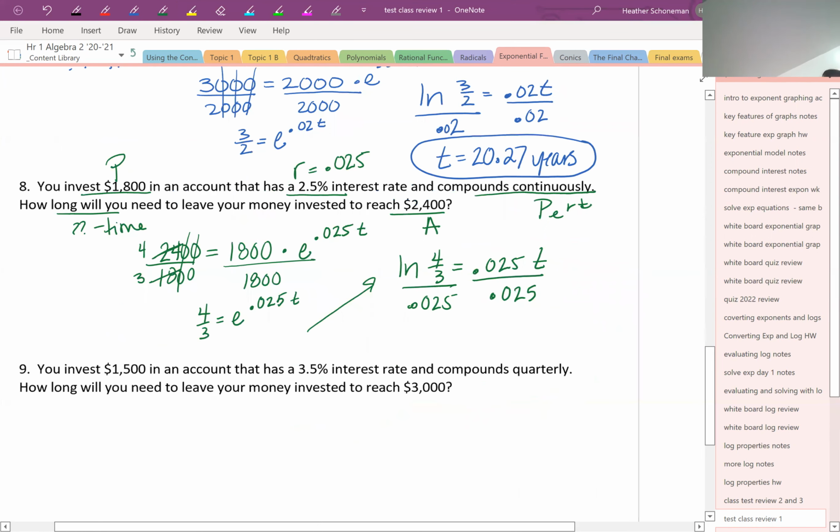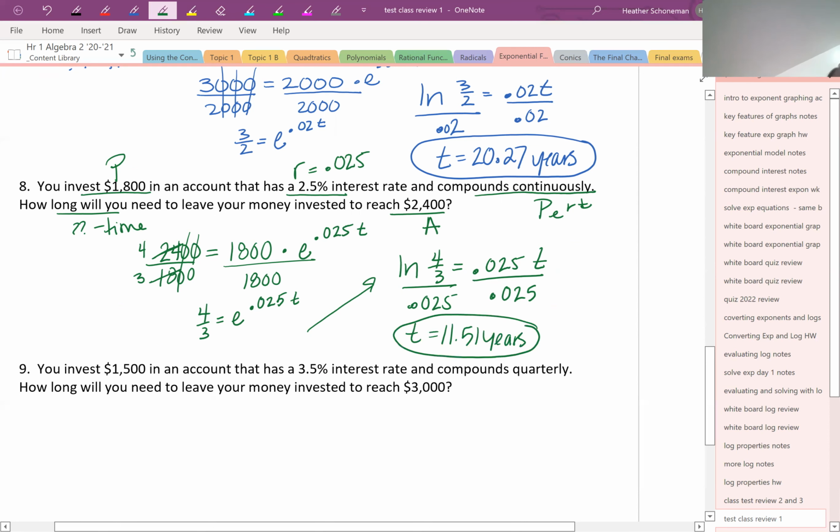Okay, so now in our calculator, we're going to have the natural log of 4 divided by 3. Close your parentheses, and then we have to divide this by our rate, which is 0.025. So we have 0.025 and hit enter. In this case, it's going to take us 11.51 years. So just about 11 and a half years. So T is going to be 11.51 years.